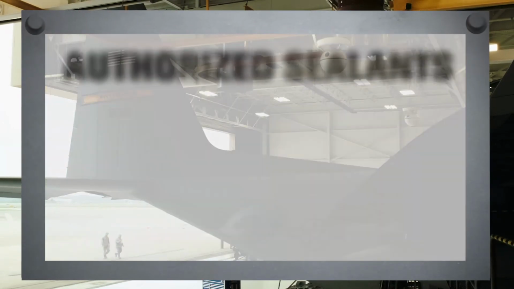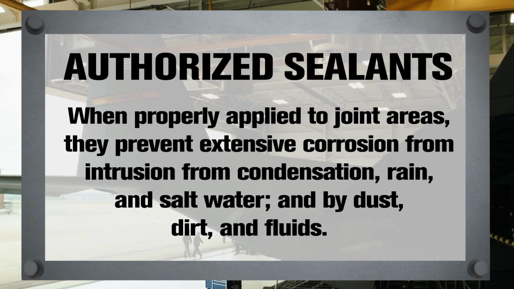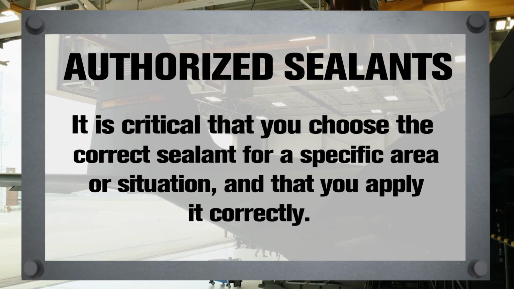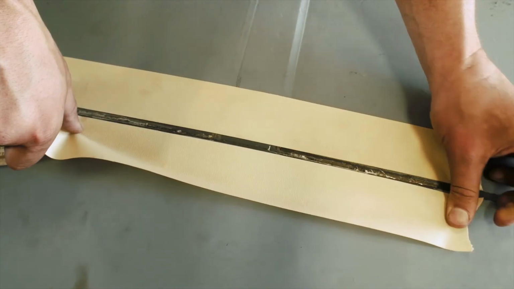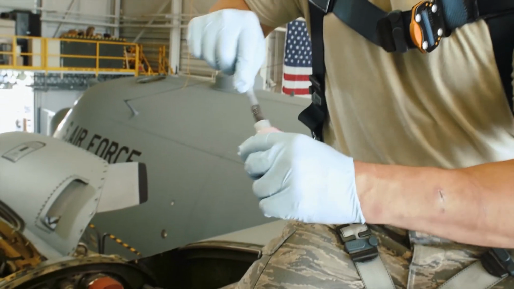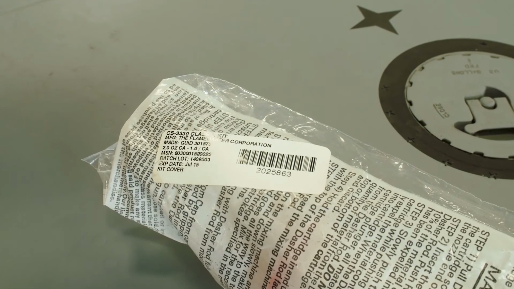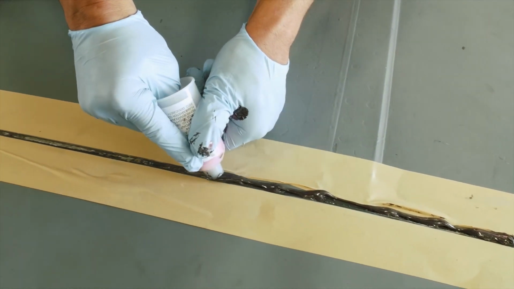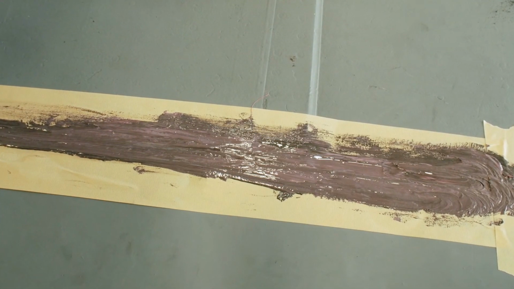Using authorized sealants provides another important method of corrosion prevention and control. When properly applied to joint areas, they prevent extensive corrosion from intrusion by moisture from condensation, rain, and salt water, and by dust, dirt, and fluids. It is critical that you choose the correct sealant for a specific area or situation, and that you apply it correctly. Thoroughly prepare the surface before applying the new sealant. Correctly mix the components to assure proper curing and adhesion. And always check the shelf life date on the label to be sure the product life has not expired. Not doing so can result in an application of a sealant that fails or does not provide an effective barrier to moisture and contaminant intrusion.